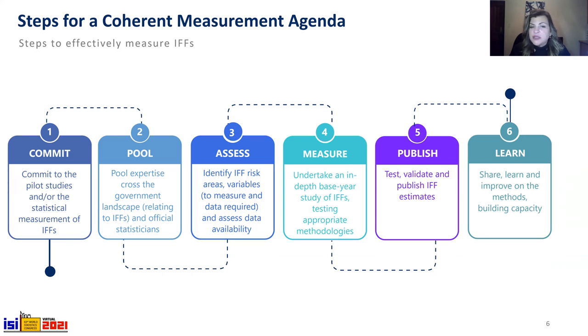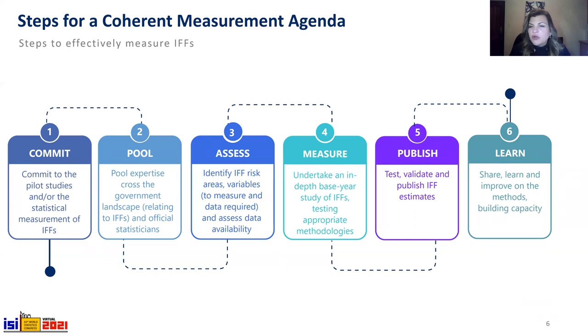The third step is then to actually assess the types of IFFs that are pervasive in that country, and in that instance, identify which variables are relevant, and what data is required to actually measure those particular variables, and then finally assess if the data is in fact available.